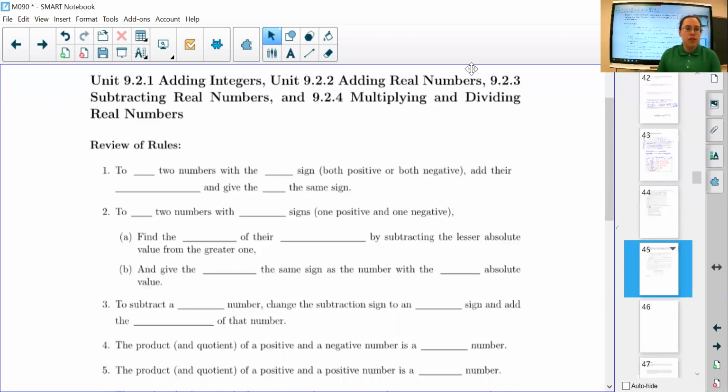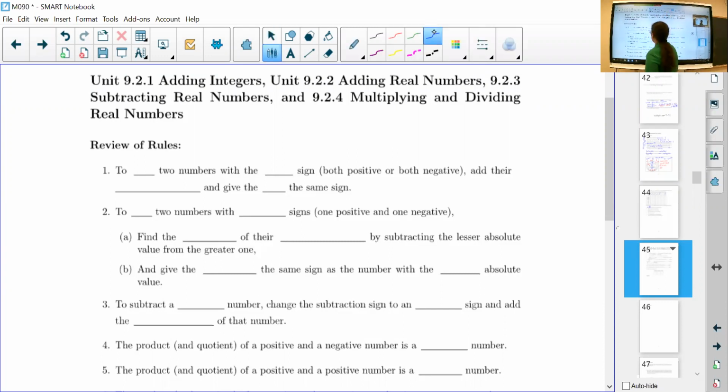Page 45. We're going to put a few units together: adding integers, adding real numbers, subtracting, multiplying, dividing. We're going to look at the rules for all of those, and then we'll cover some examples. To add two numbers with the same sign, either both positive or both negative, we're just going to add their absolute values and give the sum the same sign.